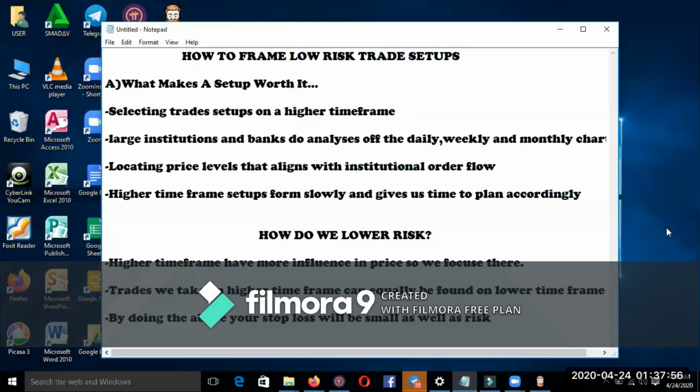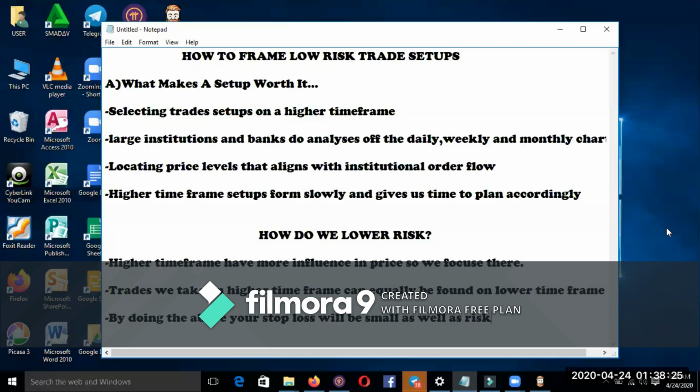So how do we lower risk? Higher time frame. Most of this has to do with the higher time frame, so higher time frame is key also. If you want to start your charting, make sure you go to the higher time frame before breaking it down to the 4 hour, 1 hour, 30 minute, 15 minute, 5 minute, and 1 minute charts.